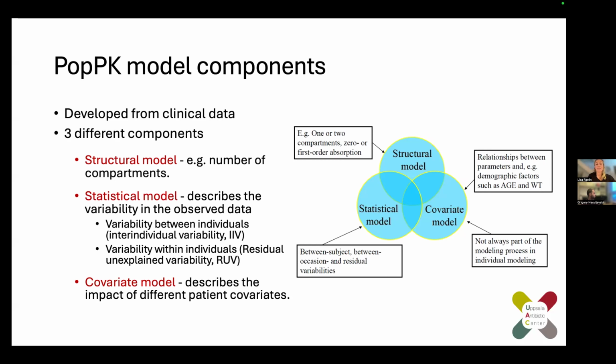And then you have the covariate model, which describes the impact of different patient covariates. And they are included in the model if they help explain the differences between patients and can reduce the variability.